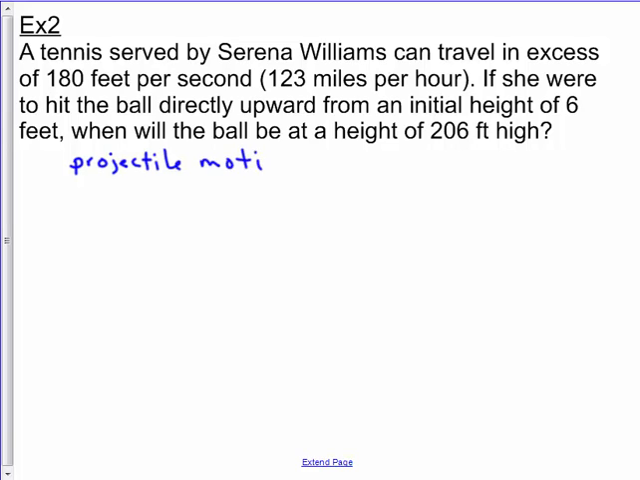So first thing, we have to think about projectile motion. Projectile motion is any object moving here. Right now we're just dealing with vertical motion. So we have a general equation for this. It's negative 16t squared plus v sub 0 t plus h sub 0. So we have a couple things that we want to put in there: h sub 0 and v sub 0.